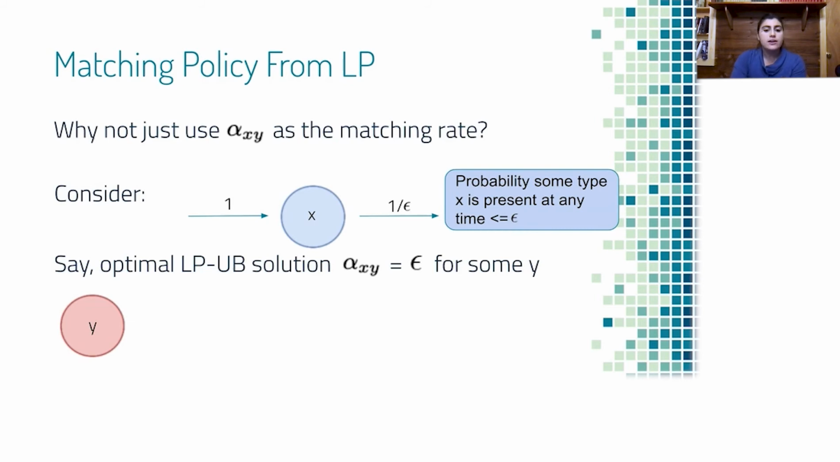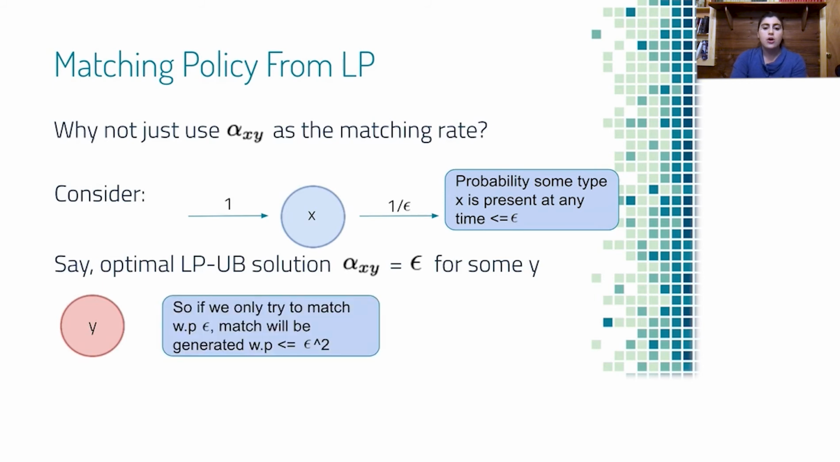So now consider our new algorithm: every time this y arrives, we're going to try to match to some type x with probability epsilon. Because x, independently of this matching, is only going to be around at most epsilon, the match is only going to be generated with probability epsilon squared for every time that y arrives. And this is not going to get us anywhere near where we need to be in terms of the matching rates in our actual algorithm. So we need to scale this match by 1 over epsilon.